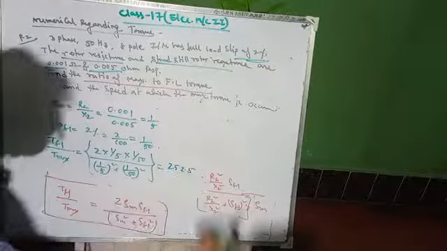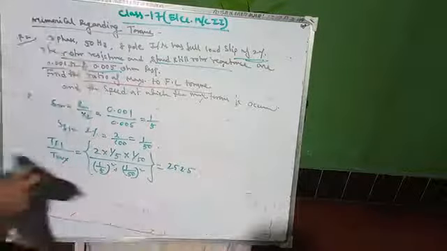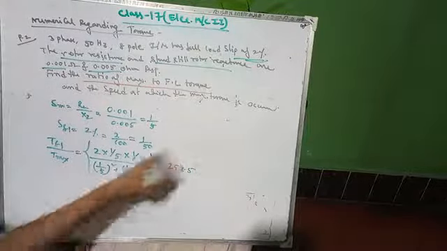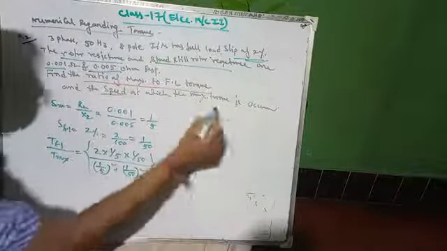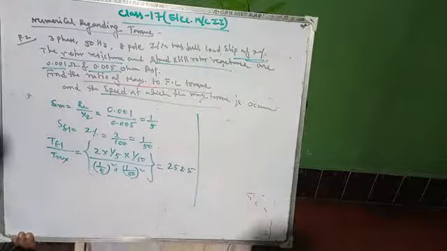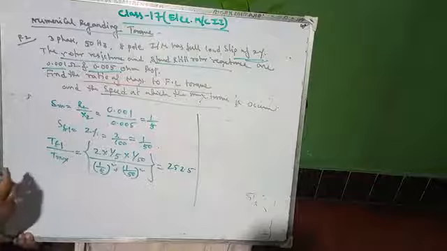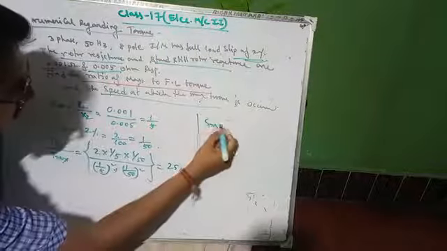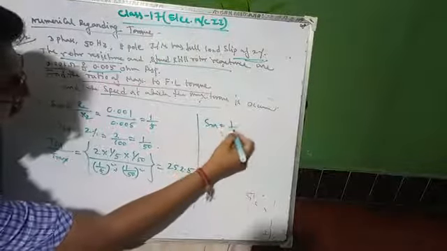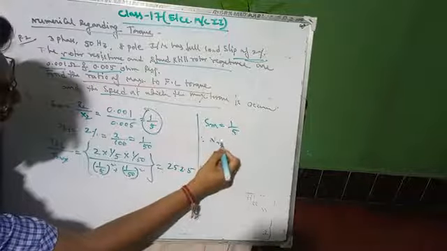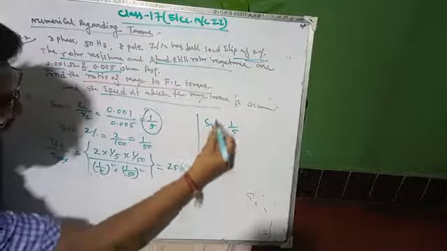252.5. Okay, so this is your ratio. That is, the ratio of full load torque to maximum torque is 252.5. Now you have to find the speed at which the maximum torque is achieved. For maximum torque, Sm equals 1 by 5, right? I have already found that. Therefore Nr you should calculate using this Sm.